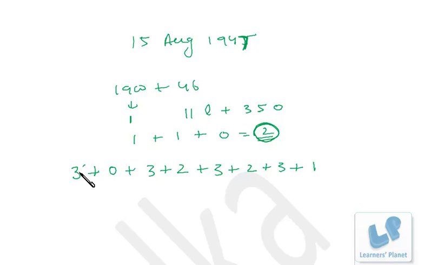Now 3 and 3, 6 and 1, 7, just cut it. 3, 4, 5, 6, 7, cut it. This 3 odd days are left and 2 we were already having, so total 5 odd days are left. So 5 odd days is Friday. That means 15 August 1947 was a Friday. Day of our independence.